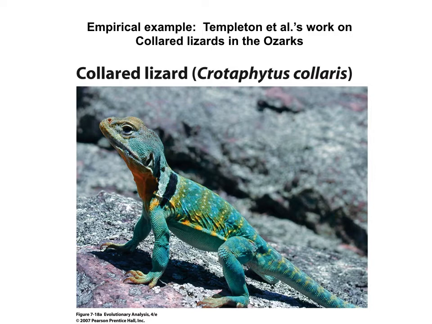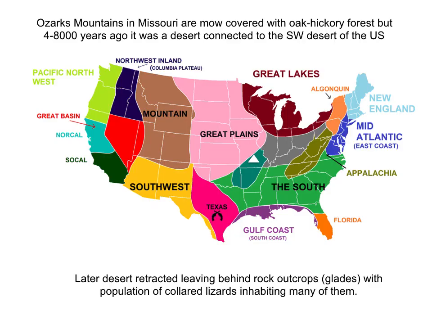Now, the Ozarks in Missouri are full of oak hickory forests, but you find occasionally populations of collared lizards there. And so Alan Templeton and his group said, okay, why are these collared lizards here? What is the geological history, or the biogeographical history, of the area? And can we use this as a natural experiment to test the effects of genetic drift?